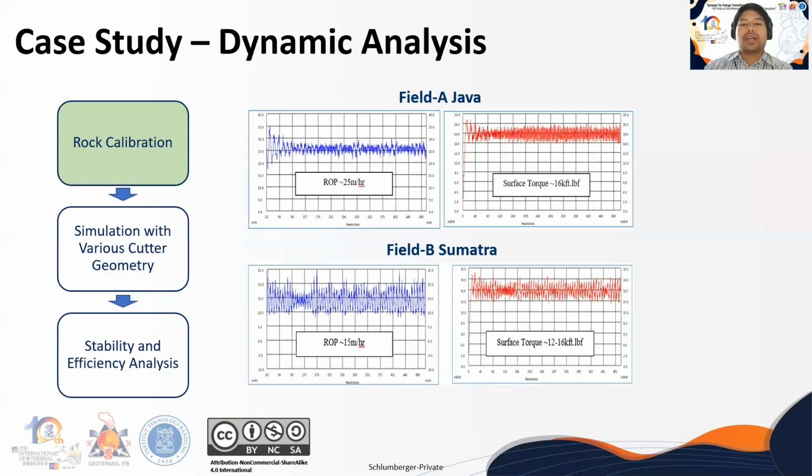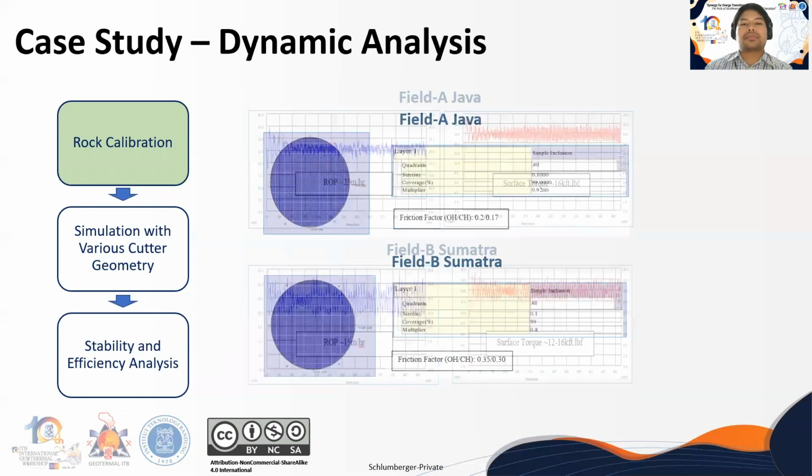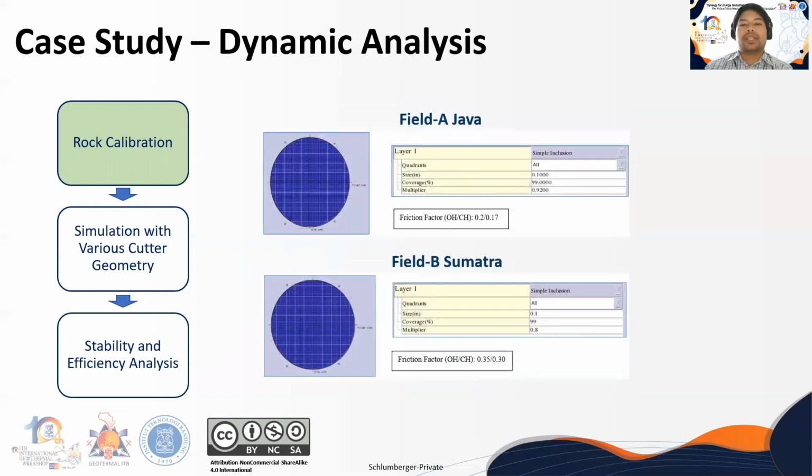The purpose of the rock calibration is to replicate the response seen in the field, and then to replicate it in the simulation platform using the available rock in the platform library. In this study, we do calibration for two different fields, field A in Java and field B in Sumatra, by picking a specific depth for the calibration. In this calibration, we try to replicate ROP and surface torque using the actual field data. Once the process is finished, we can finally get the rock model for the application.